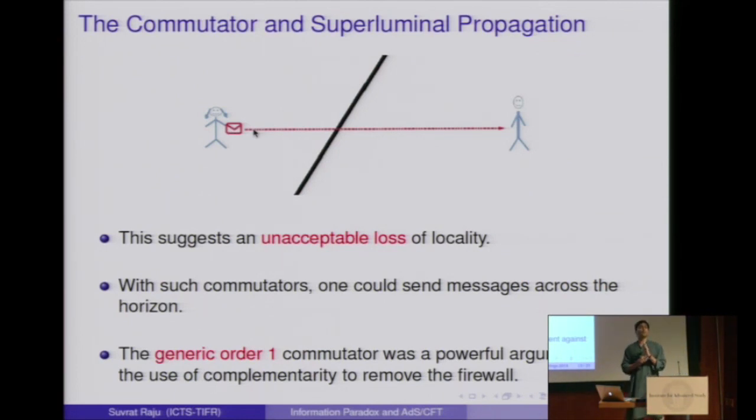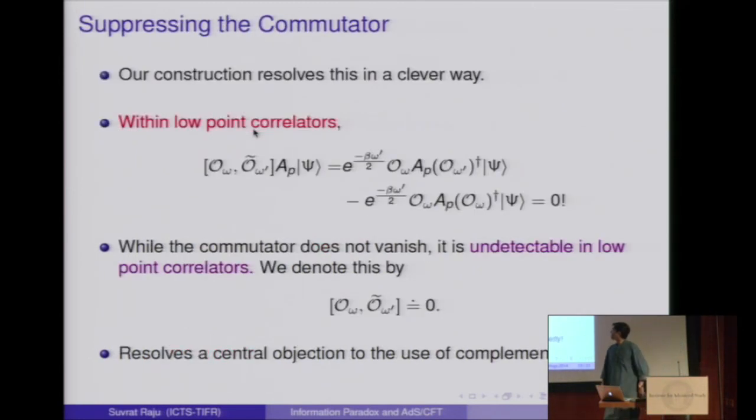Okay. So, the generic commutator, which turns out to be order 1, as I explained, is a very powerful argument against the use of complementarity to resolve the firewall, and it certainly played a huge role in our own work. And I think any resolution to this firewall has to deal with this problem, and this is something that's important to recognize. So, how do we get rid of this? The way we get rid of this is as follows. It's true that the commutator that we have is non-zero.